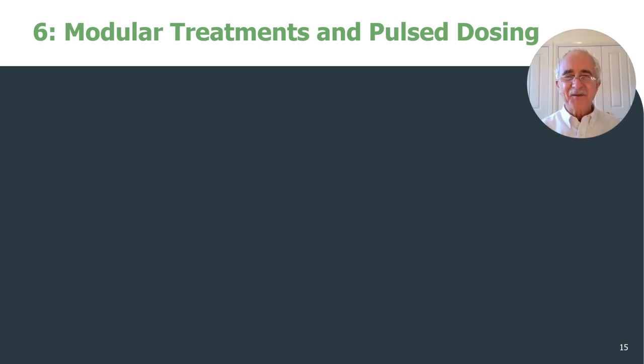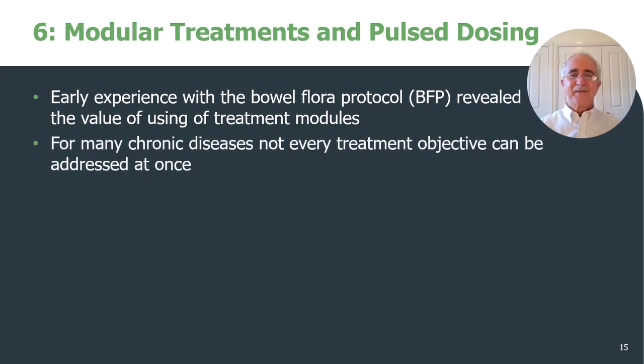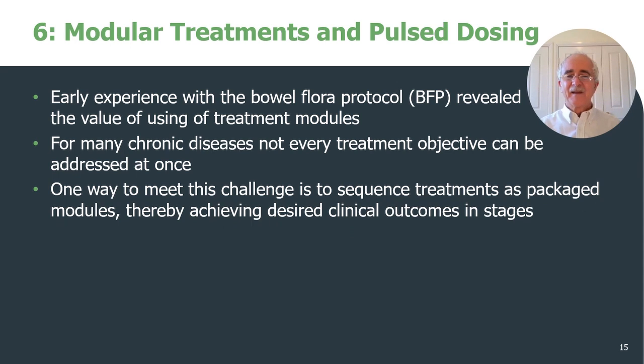So number 6 is modular treatments and pulse dosing. So first, talking about modular treatments, it was my early experience with the bowel flora protocol that revealed the value of using treatment modules. And for many chronic diseases, you can't address every treatment objective at once. It's not practical in terms of both compliance and cost and so on. So the way to meet this challenge is to sequence treatments as packaged modules.